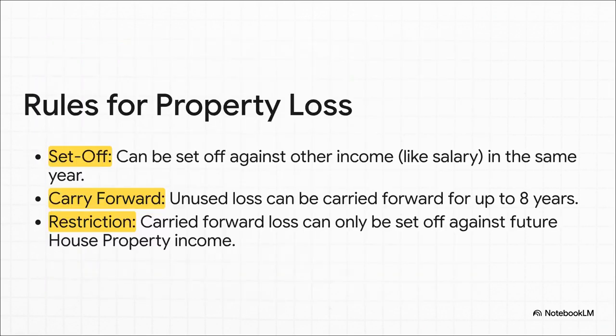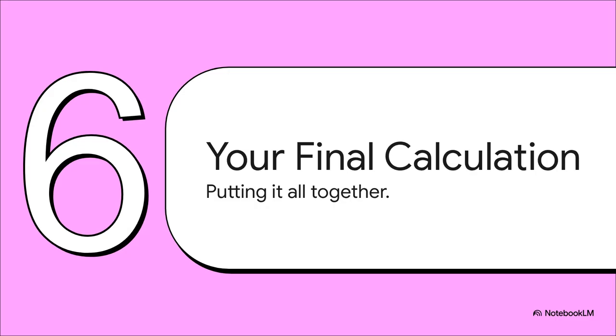So, what can you do with this loss? Well, in the same year you have it, you can use it to offset other income, like your salary, which directly lowers your taxes for that year. If you still have some loss left over, you can carry it forward for up to 8 years. The only catch is, in those future years, you can only use that old loss against new income from another house property.